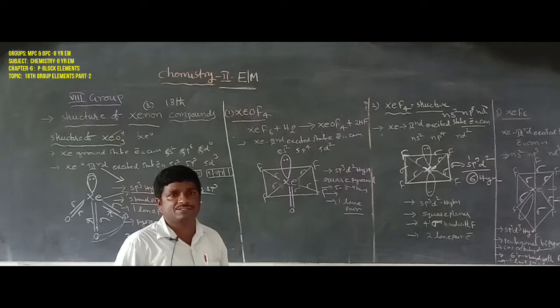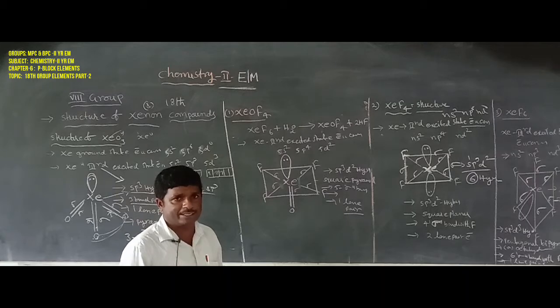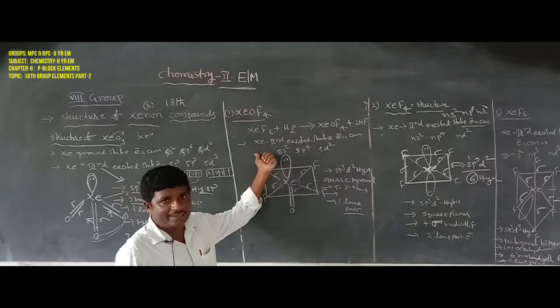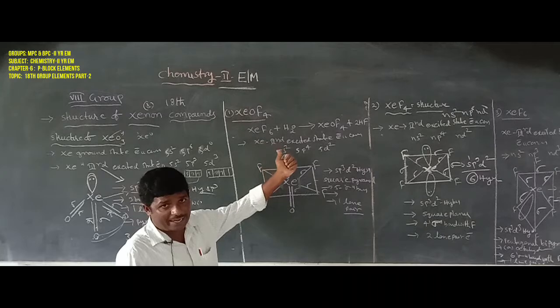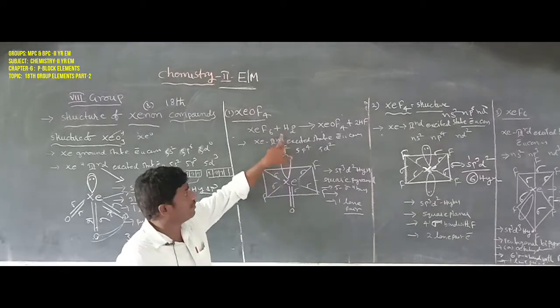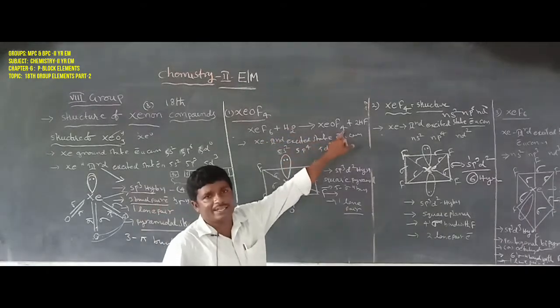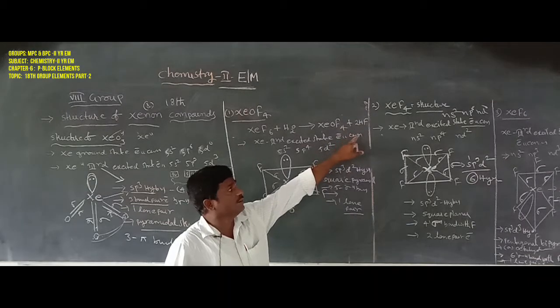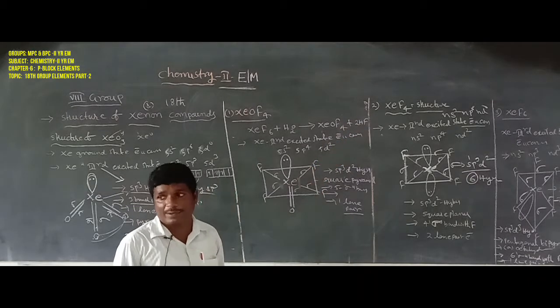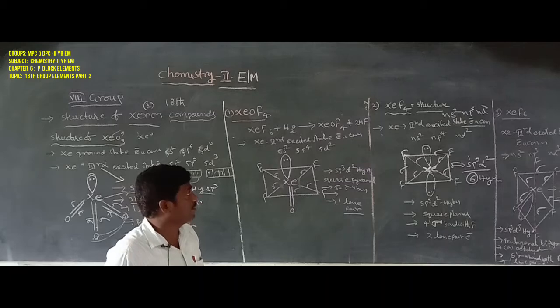How is xenon oxytetrafluoride prepared? It is prepared from the xenon hexafluoride compound. Xenon hexafluoride is dissolved in water, forming xenon oxytetrafluoride and hydrogen fluoride. That is the preparation of xenon oxytetrafluoride.